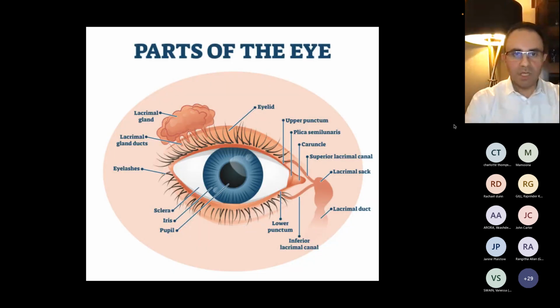So starting from the anatomy, very easy and simple anatomy of the eye. So let's concentrate on this part. All the tears are produced from the lacrimal gland, which is usually based on the superior temporal part above the eye. And they are produced from here, from the lacrimal gland ducts. They are going into the eye, and then they are drained into the lacrimal duct.